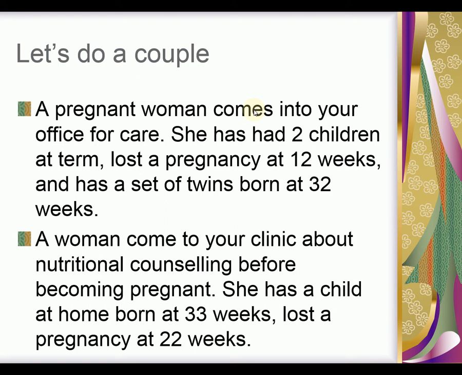So she had a child and she lost a child. So that's a gravida 2. Both babies were born preterm. So she's got preterm 2. And then living, she's got 1. Awesome.